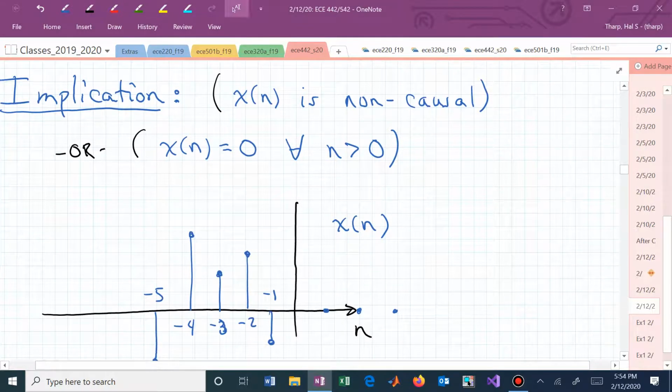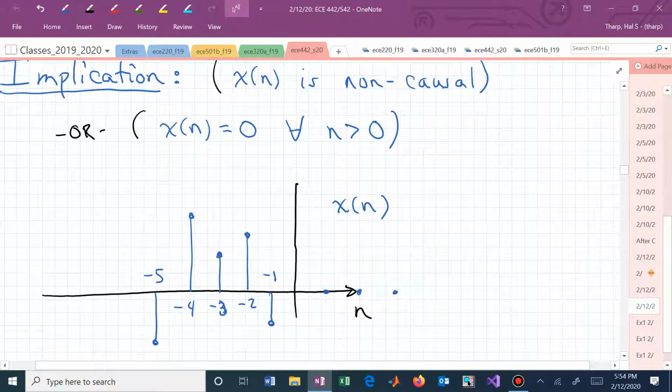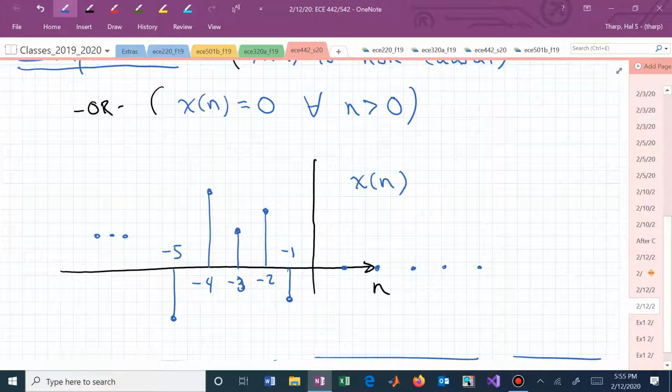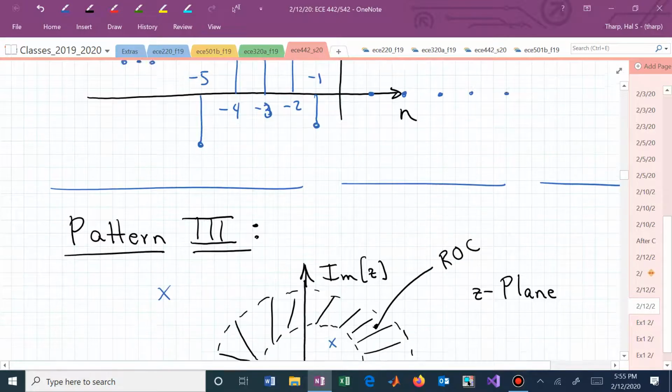And now we could draw this picture. And this could just keep going and going. Or if you don't like the ellipses on the negative side, you could put them up here. But on the positive side of n, those time indexed values have to be 0. That's pattern 2. So we found pattern 1, pattern 2.